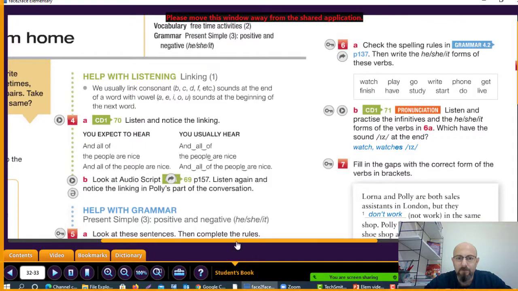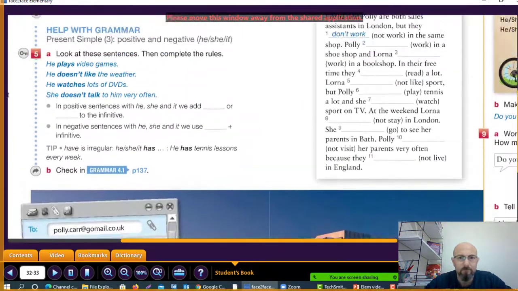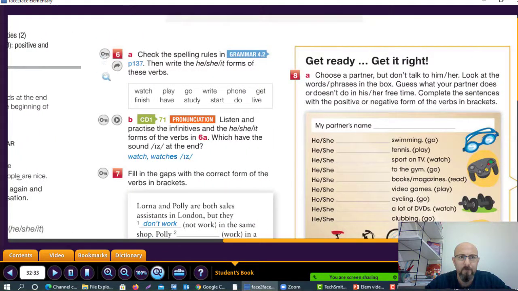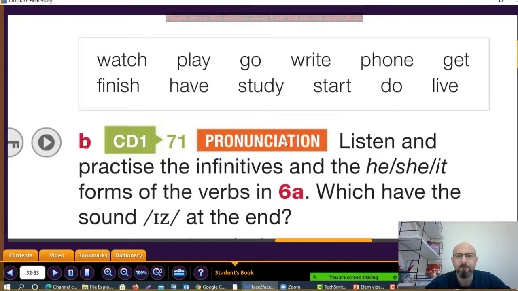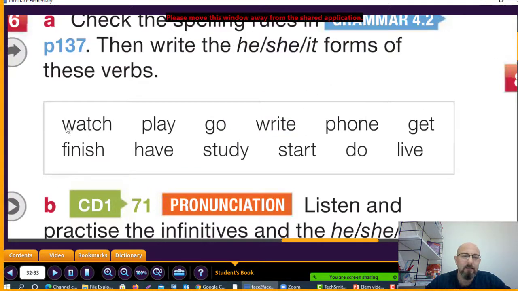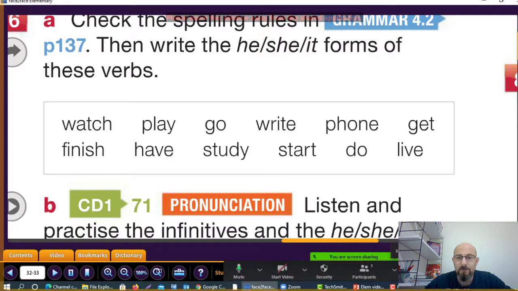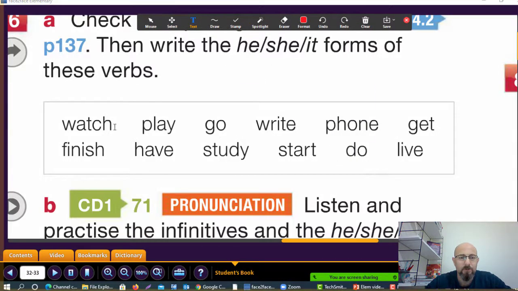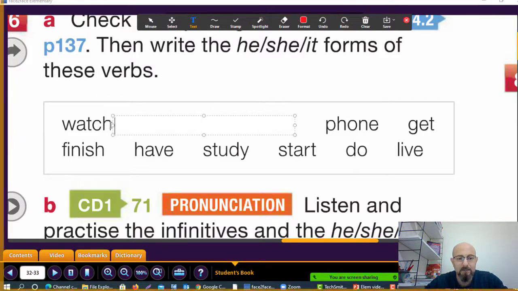Okay, so here now we have these verbs. How do we add ES, IES to these verbs? Stop the video, take a pencil and a piece of paper. Try to add ES, IES to these verbs, okay? Let's do one or two together first. So watch, we did it together and we added ES.